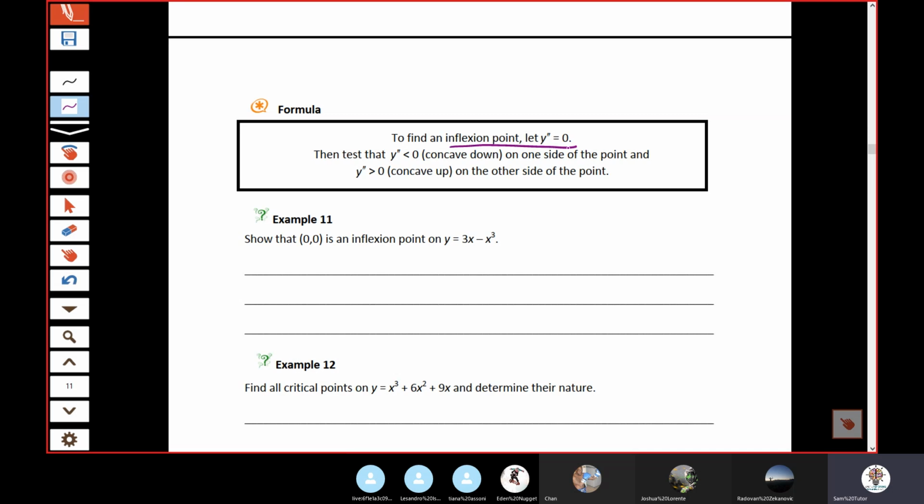How do we show something's increasing? y dash is greater than 0. How do we show something's decreasing? y dash less than 0. How do we show a point of inflection? y double dash equals 0. How do we show something's concave down, which means it is a maximum? y double dash less than 0. How do we show something's concave up, or a min? y double dash greater than 0. So don't mix up minimums and maximums with y dash. It's y double dash.